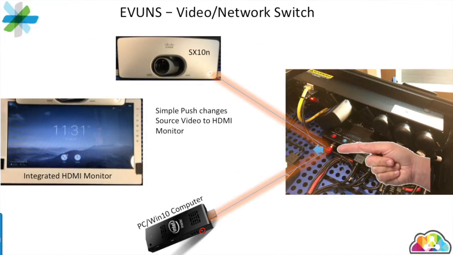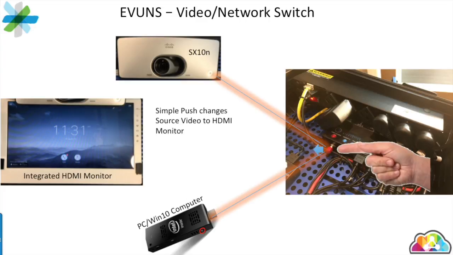The EVUNS video network switch is very important to the kit. It serves multiple purposes, including high-amp powered USB ports and general switching of the network and the video sources within the switch. In this example, the red button located on the EVUNS switch, if you push that once, will redirect the video source to the SX10 to the monitor, and if you simply press it again, it will redirect the video output to the monitor.